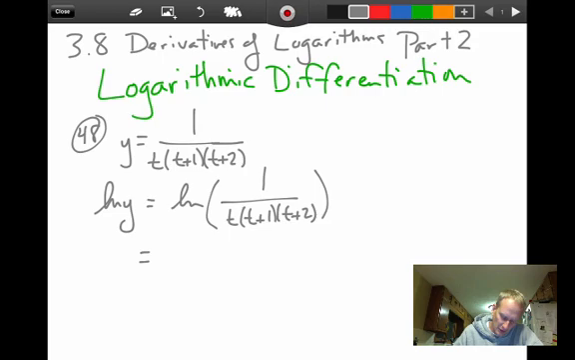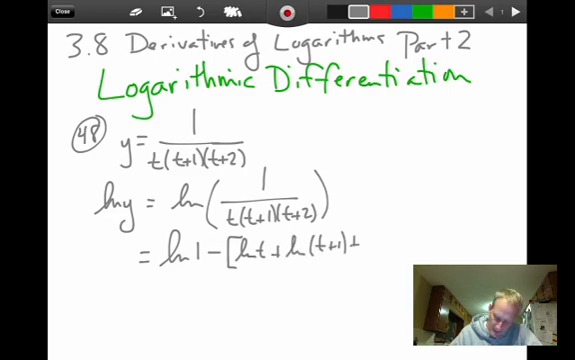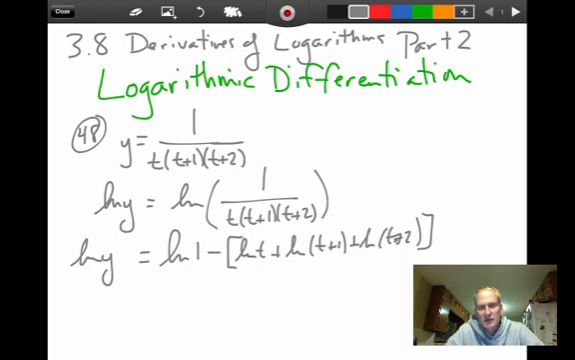Now with logarithms, if you are dividing, that means subtract. So I'm going to do natural log of 1 minus the bottom. Now the bottom is three things multiplied together, and multiply means add. So that means I can treat that as three tiny separate logarithm pieces, like so. And that doesn't exactly look easy, but there are four small little derivatives. Each one of them is much easier than the whole to start with.